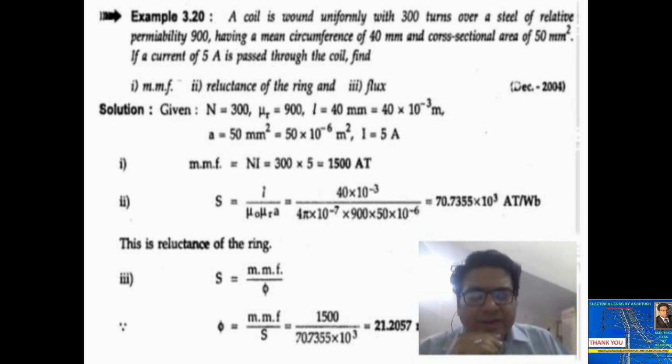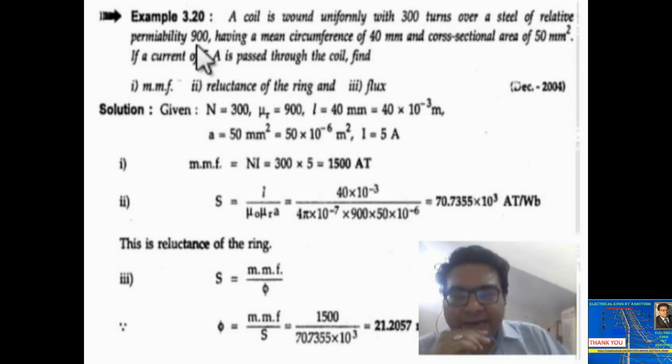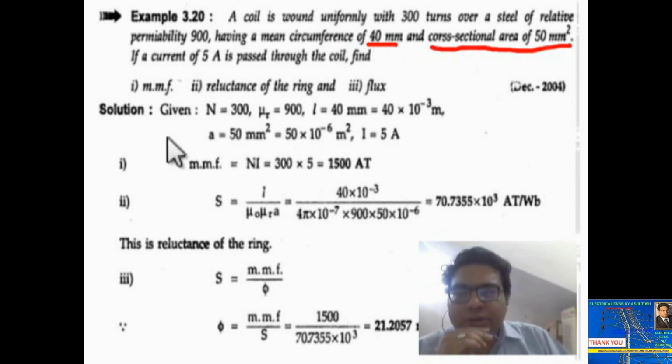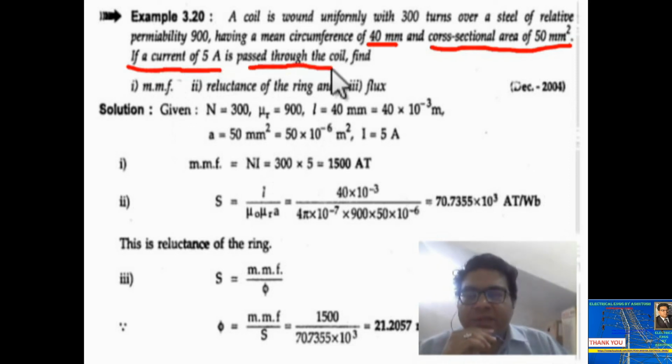So guys, now we will take a question directly related to magnetic circuits. First of all, you can read the question. This is the question given here. A coil is wound uniformly with 300 turns over a steel ring of relative permeability 900, having a mean circumference of 40 millimeter and cross-sectional area of 50 millimeter square. If a current of 5 ampere is passed through the coil, find the MMF, reluctance of the ring, and flux.